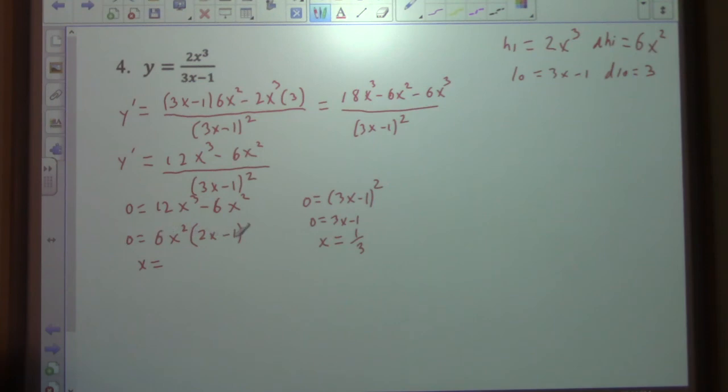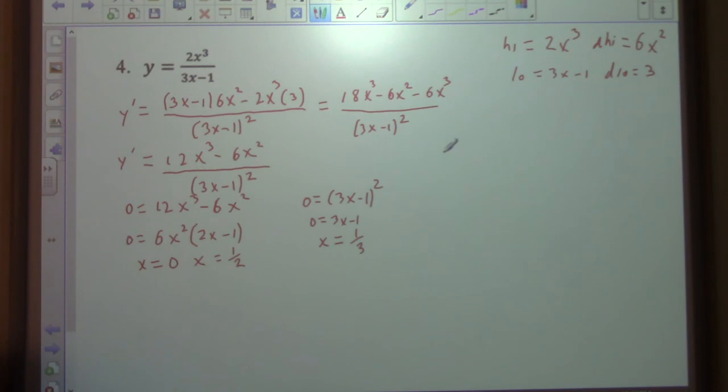For this to be 0, what does x have to be equal to? So basically, if this factor is equal to 0, so x is going to be equal to 0, and x is going to have to be equal to 1/2. Okay? So these are all of our critical numbers right here.